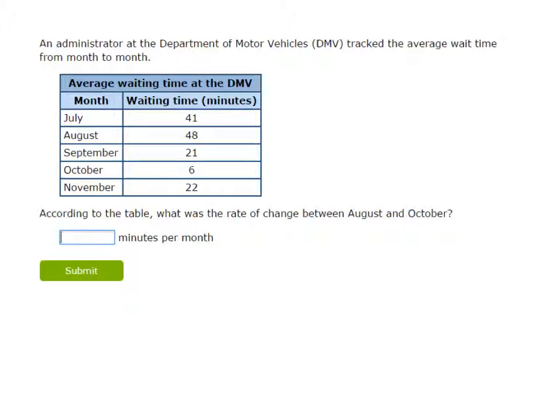So this says, according to the table, what's the rate of change between August and October? So here's August, here's October. So we still need to find the change between those two things. So what's the change between August and October? Well, 2, because there's 2 months. And what's the change between 48 and 6? The change would be, well, let's see here, negative 42.